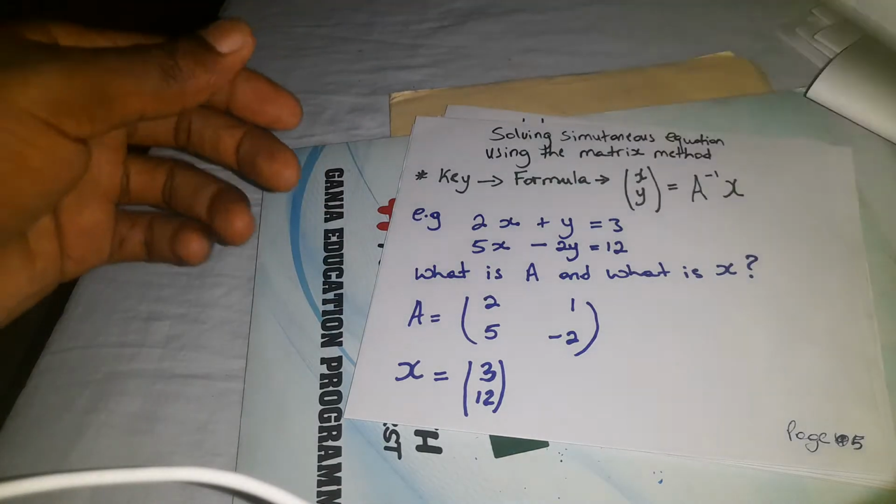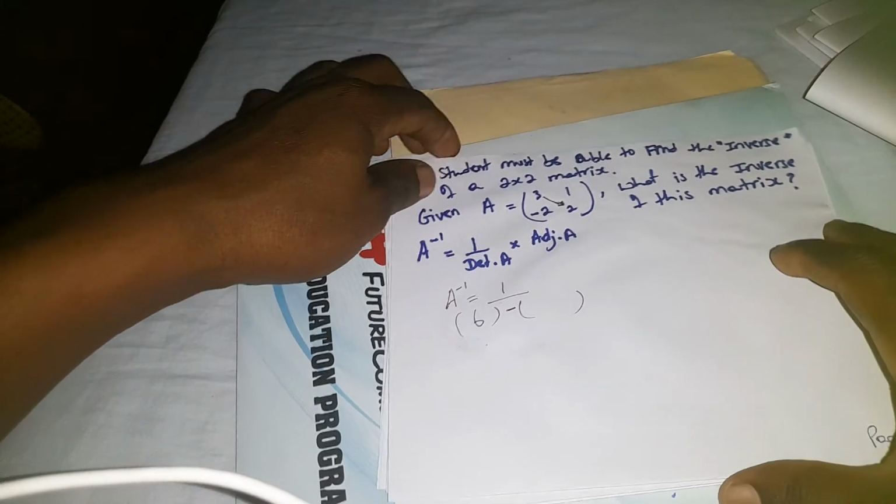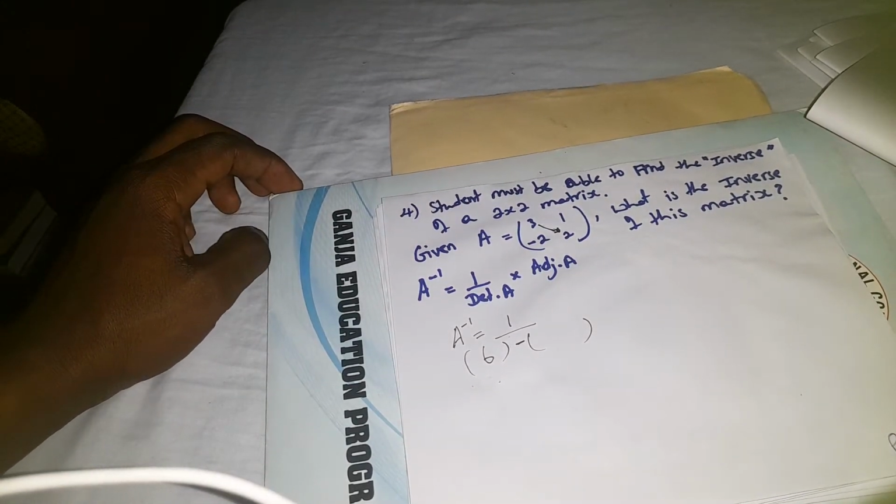So this is the final condition that you need to know before you can start to use the matrix method to solve simultaneous equations. Students must be able to find the inverse of a 2 by 2 matrix. How do you find the inverse? The inverse is basically one over the determinant times the adjoint. That's all. And that's why I taught you how to find the adjoint and the determinant before.